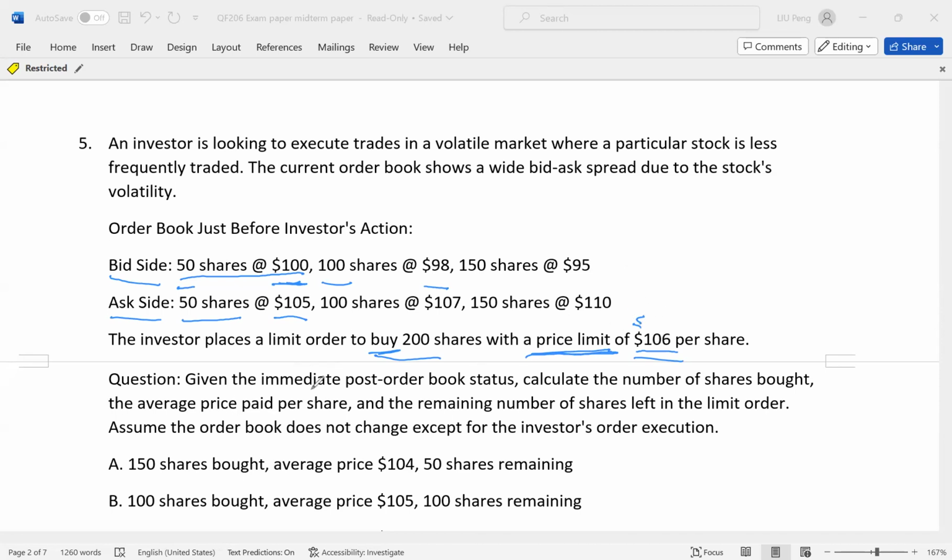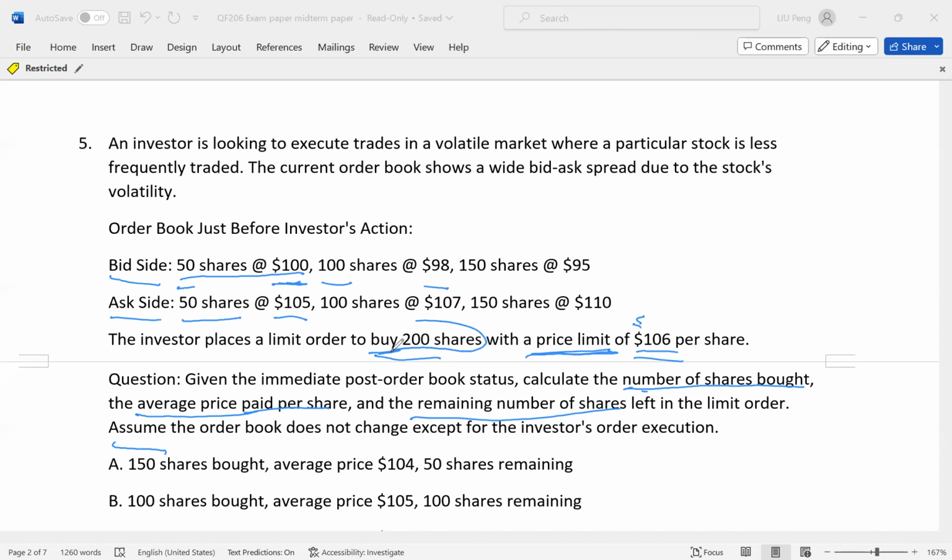Given the immediate post-order book status, calculate the number of shares bought, the average price paid per share, and the remaining number of shares left in the limit order. Of course, such transactions may bring some market impact, but the assumption is that we do not incur any impact, just this execution. So let's take a look.